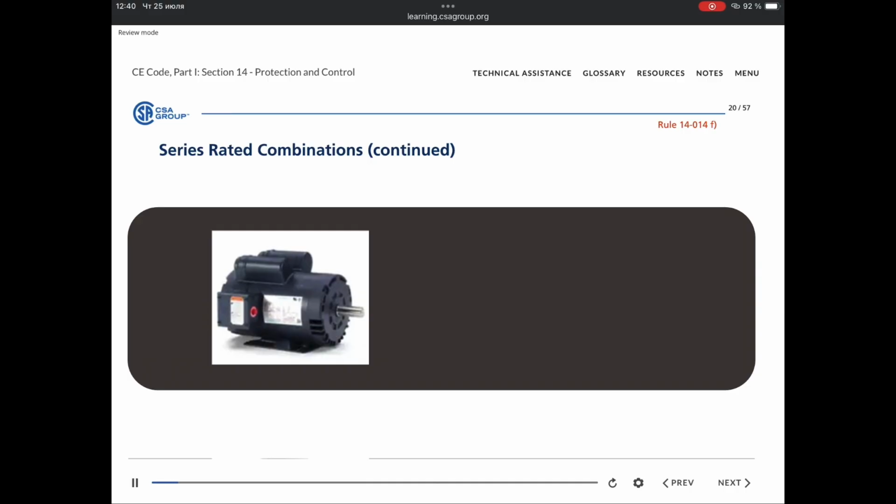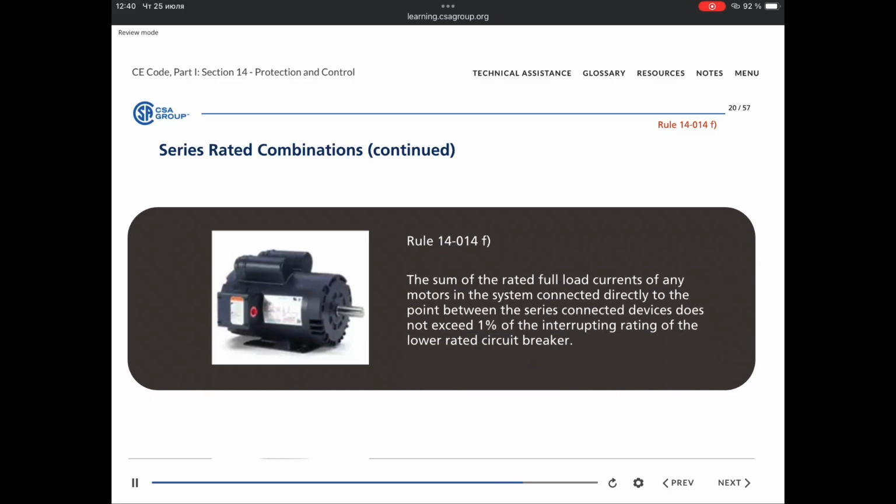Rotating motors can contribute to the current flowing into a fault in an electrical system. The previous code did not contain a limit on motor loads for series-rated combination circuit breakers. While it was referenced in an Appendix B note, it was not enforceable. The limit now appears as Rule 14-014 Sub-Rule F and aligns with NEC Article 240.86c.